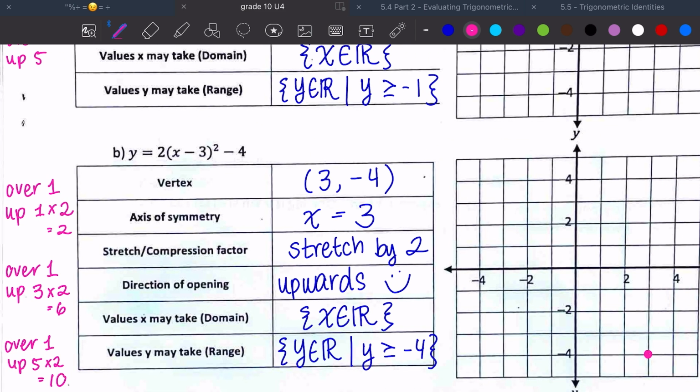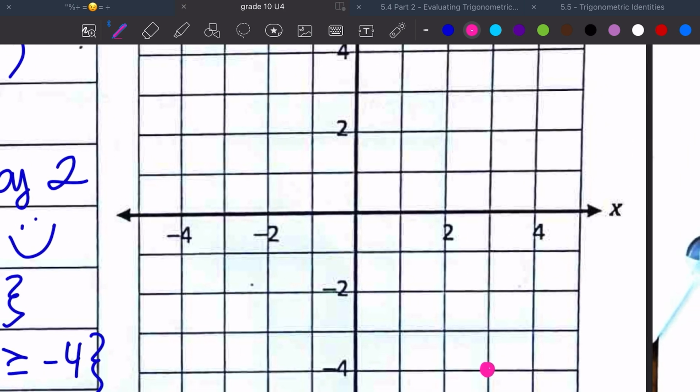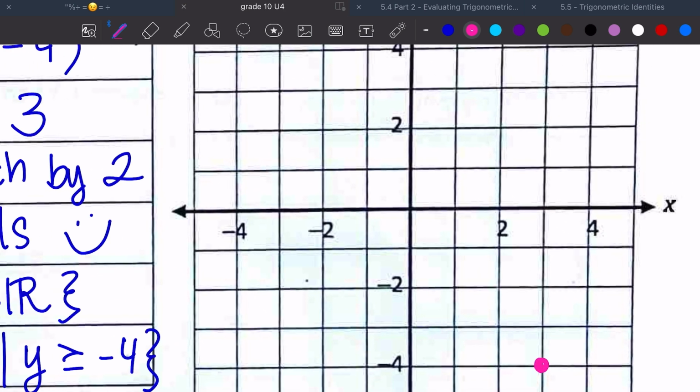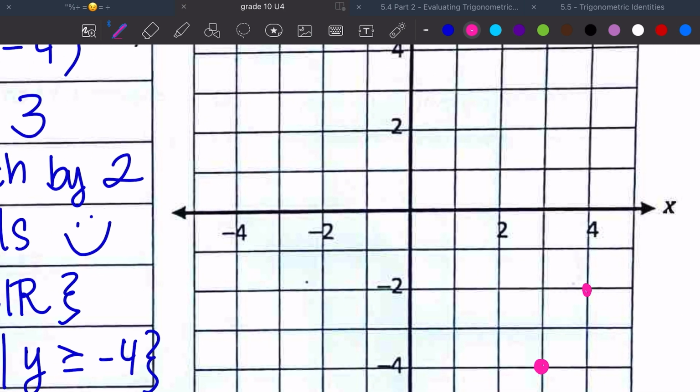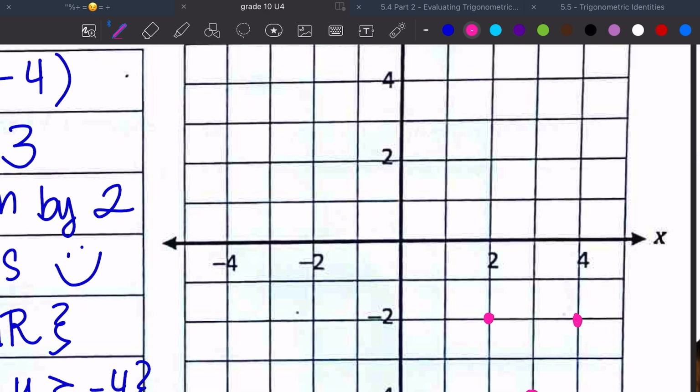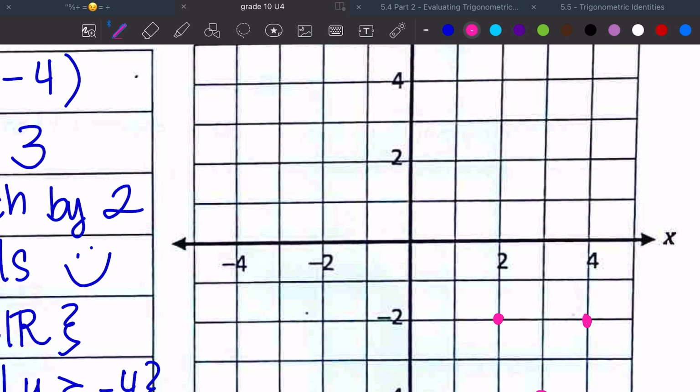Right? So, okay, we said we have to go over 1, up 2. So, okay, I'm going to go over 1, up 2. So I'll land here, and I have to do the same thing on the other side. Over 1, up 2. So at 2, -2. Next, I have to go over 1, up 6. Okay, 1, 2, 3, 4, 5, 6. I'm all the way up here at +4. And same thing on the other side.